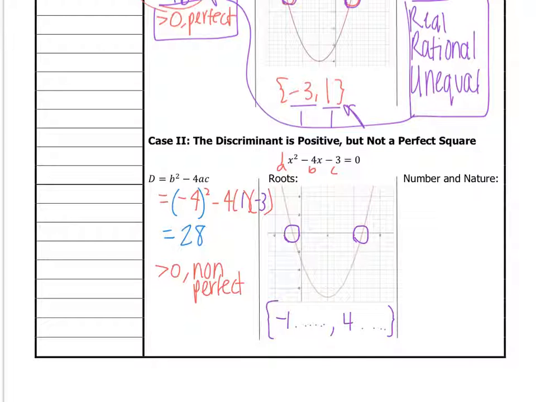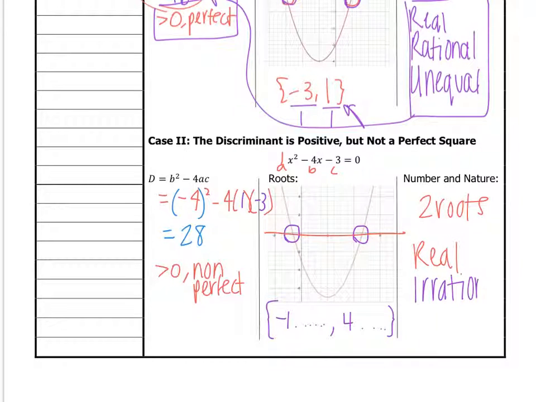Now they're still real. There's still 2 of them. Let's start there, 2 roots. They are still real because they are crossing the x-axis here. It's just that they're not rational. They cannot be written as a fraction. We don't even know what these decimals are. They're hard to find, and so we're going to call them irrational. And then, of course, -1 point something and 4 point something are not equal, so unequal is the way that we would describe them there.